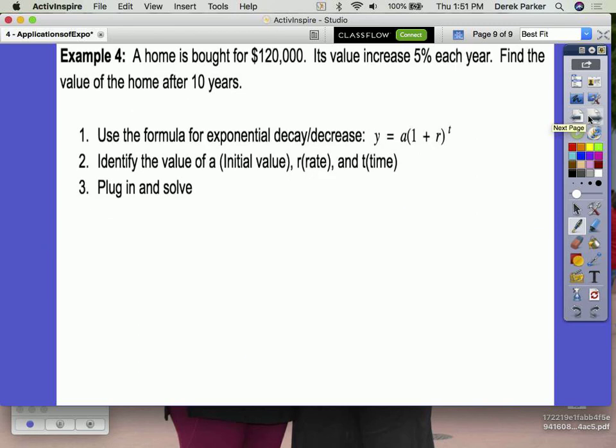Now let's look at a different one. A home is bought for $120,000. Its value increases 5% each year. Find the value of the home after 10 years. Now the formula we're using here looks similar. The only difference is you're adding because the value is increasing.